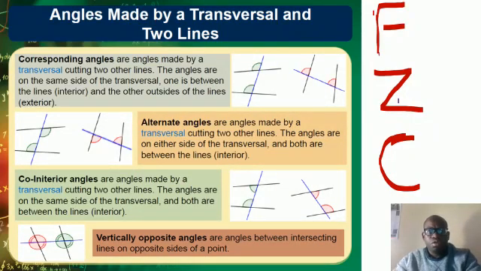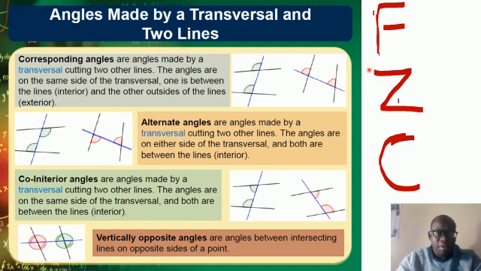Today we are going to talk about angles made by a transversal and two lines. We have corresponding angles, alternate angles, co-interior angles, and we will discuss the vertically opposite angles. So what are corresponding angles?